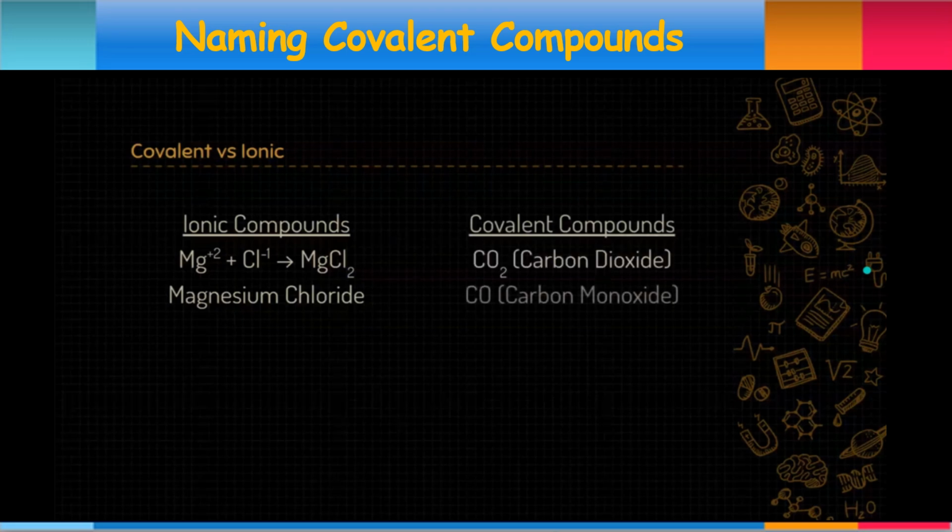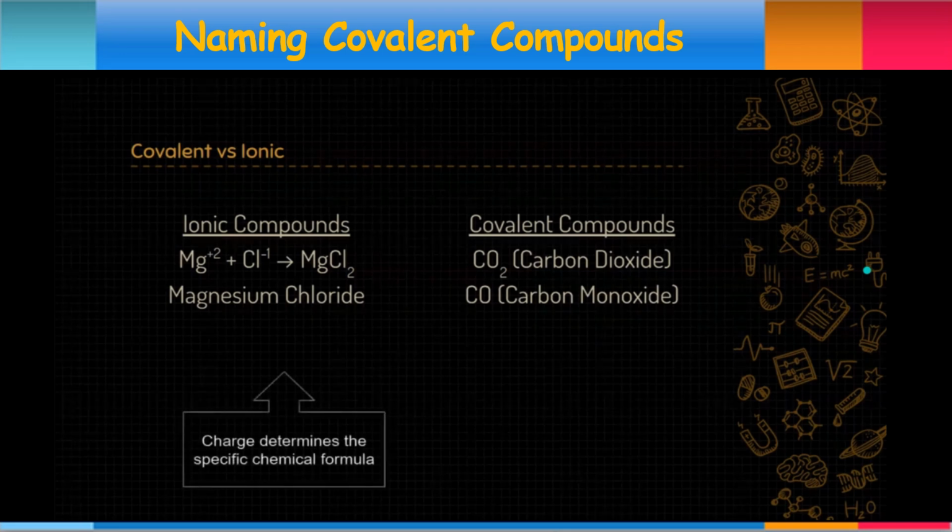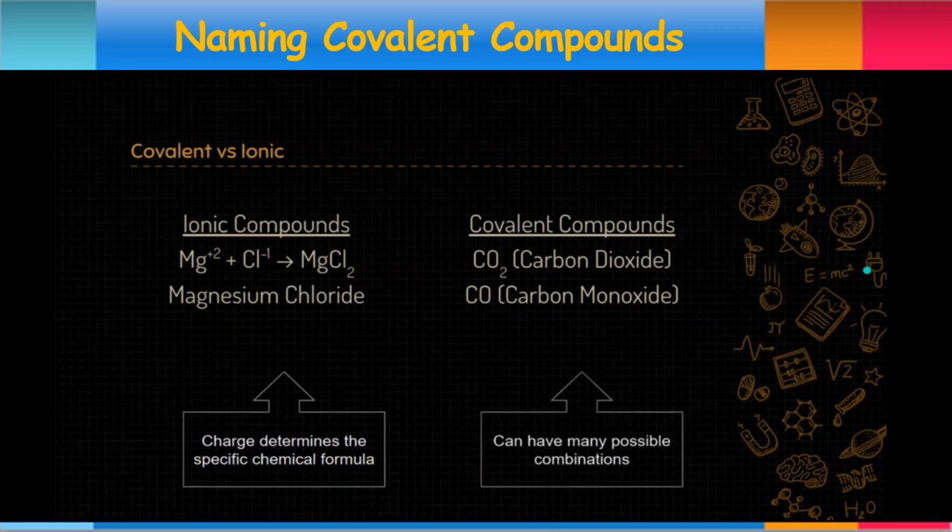Here are two examples of covalent compounds you're probably familiar with. The first one, CO2, is carbon dioxide, and the second one, CO, is carbon monoxide. Now, notice between the two, ionic compounds are pretty predictable. Their charge determines a very specific chemical formula, and their names are very straightforward. Covalent compounds, on the other hand, if you notice, have many possible combinations of those same two elements. So, how do we name them?